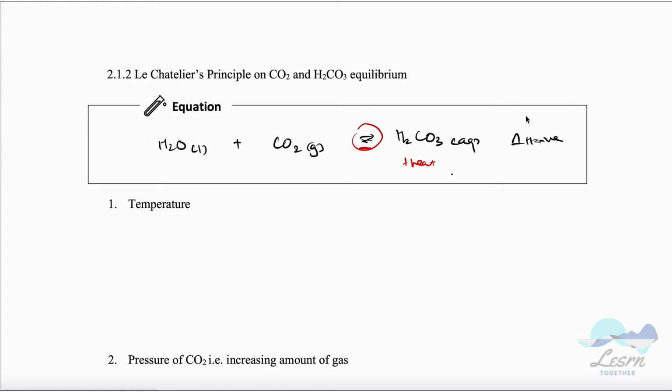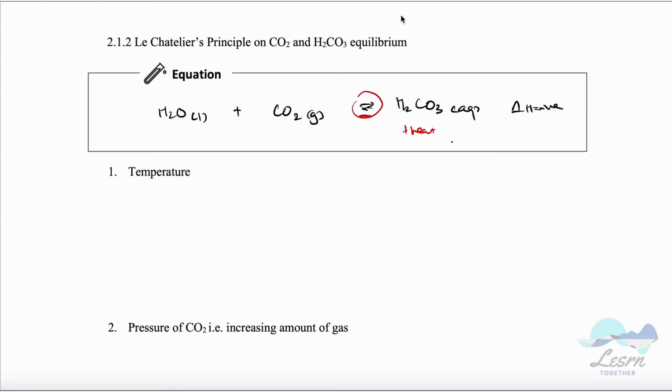You have your reactants going to form your products, but then your products are also breaking down to form your reactants, right? And the delta H describes the enthalpy change for the forward reaction, okay? Now let's have a look at some of these factors and see how changing temperature might affect equilibrium. But first of all, we've got to assume that the system is already at equilibrium, right?